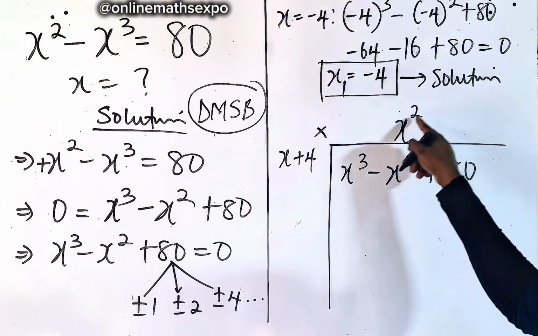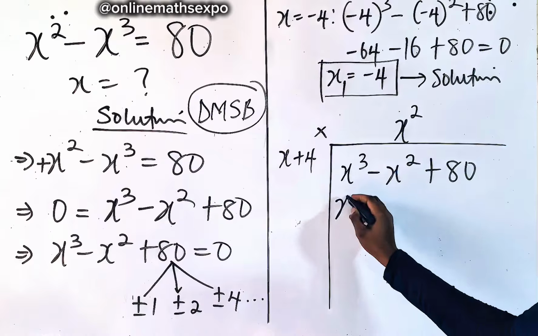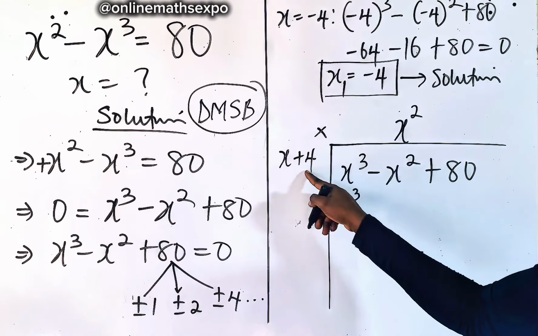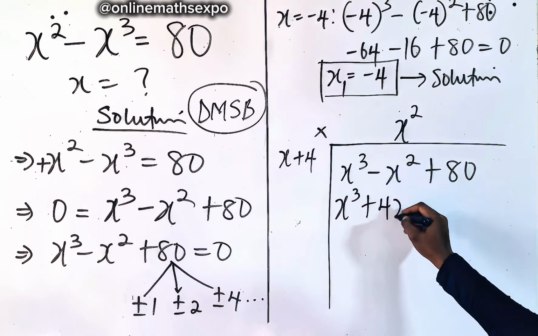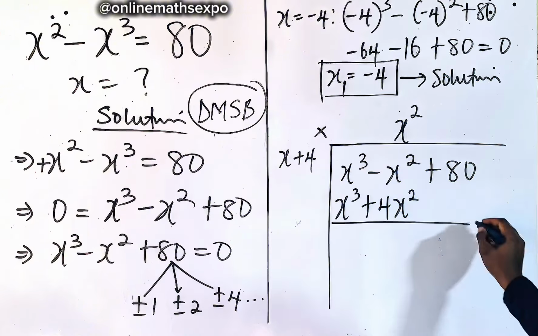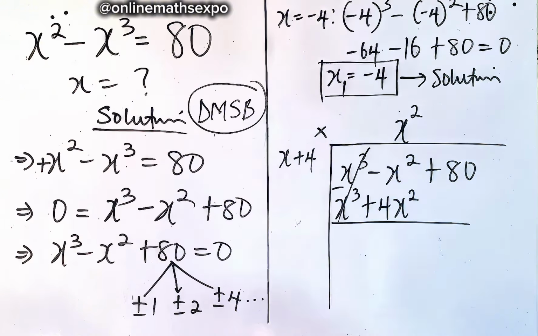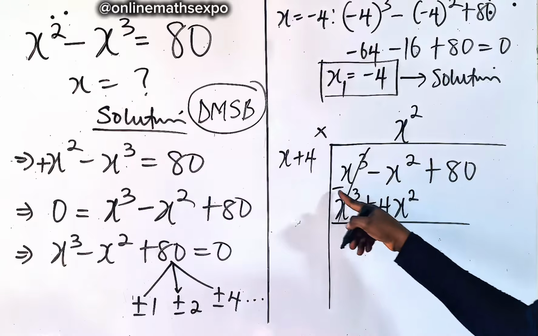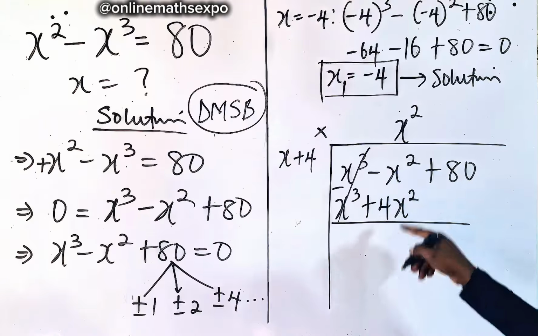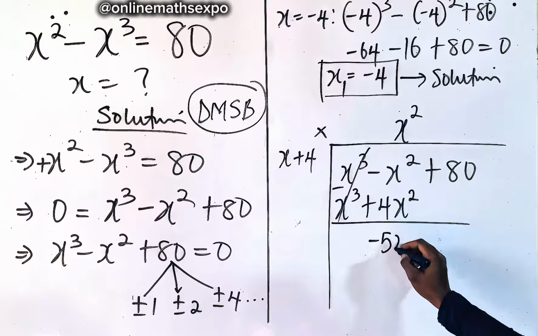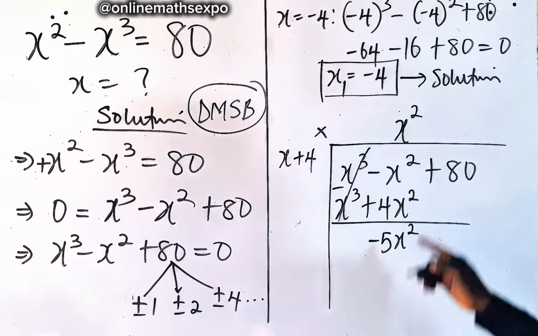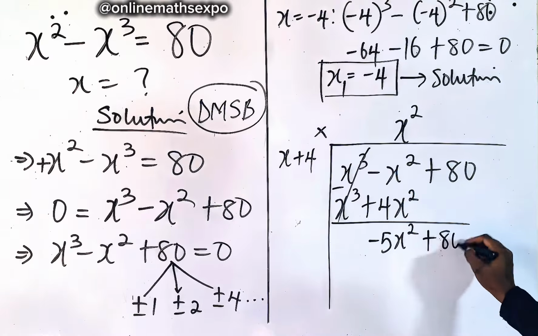So we have x squared multiplies x gives us x cubed. X squared multiplies 4 gives us 4x squared. What do we do? Subtract. So this subtract goes off. Then negative x squared subtract 4x squared gives us negative 5x squared.